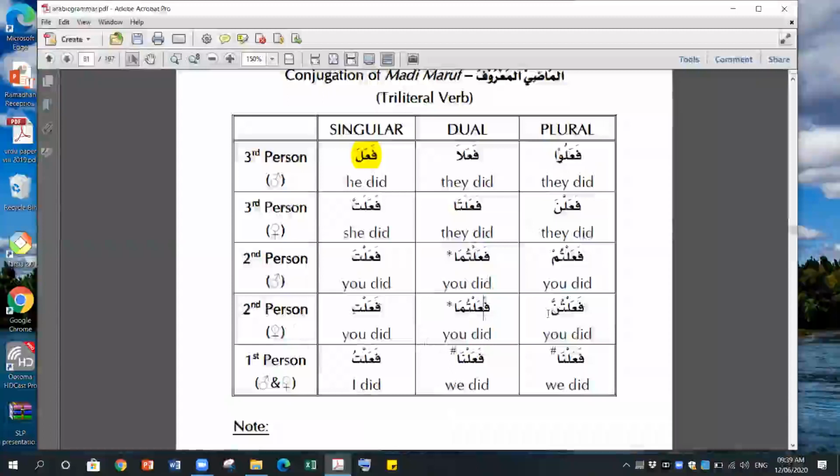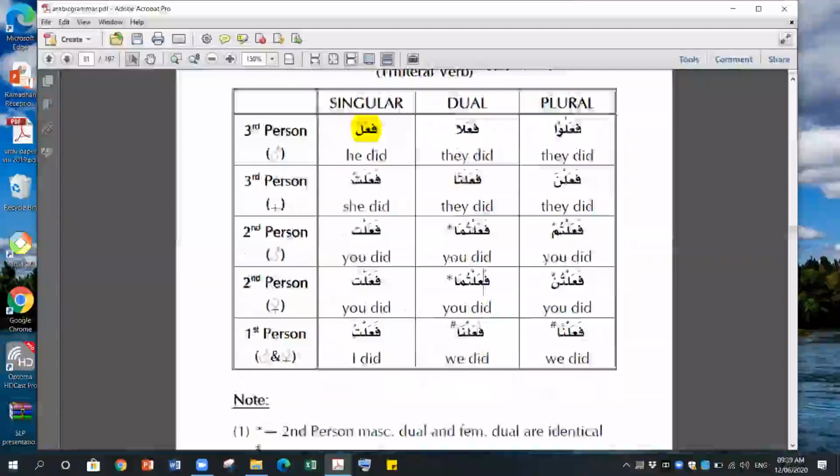if you remember the attached pronouns, it was ka, kuma, kum, ki, kuma, kunna. This is the same pattern. Fa'alta, fa'altuma, fa'altum, fa'alti, fa'altuma, fa'altunna. If you go back and revise those attached pronouns, you will find a pattern matching with this. So the same pattern is followed here.